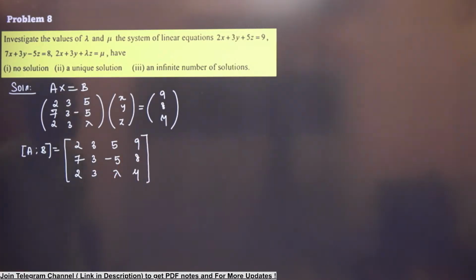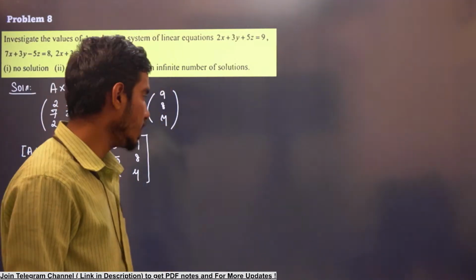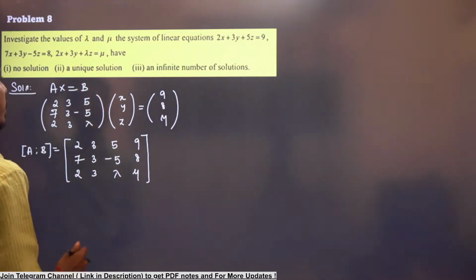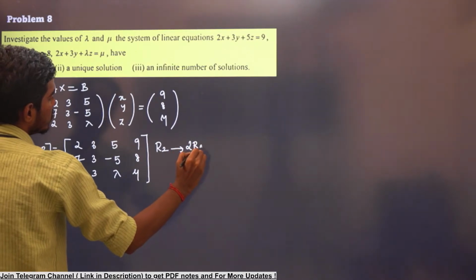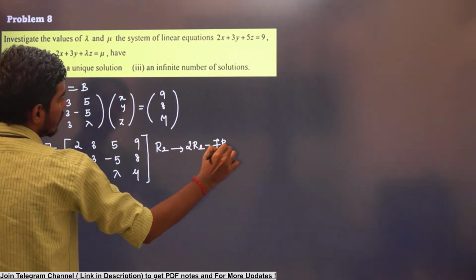So what we'll do is reduce this to row echelon form. This is our first step, right? First we'll reduce this to row echelon form. So we have R2 transformed to 2 times R2 minus 7 times R1, right?